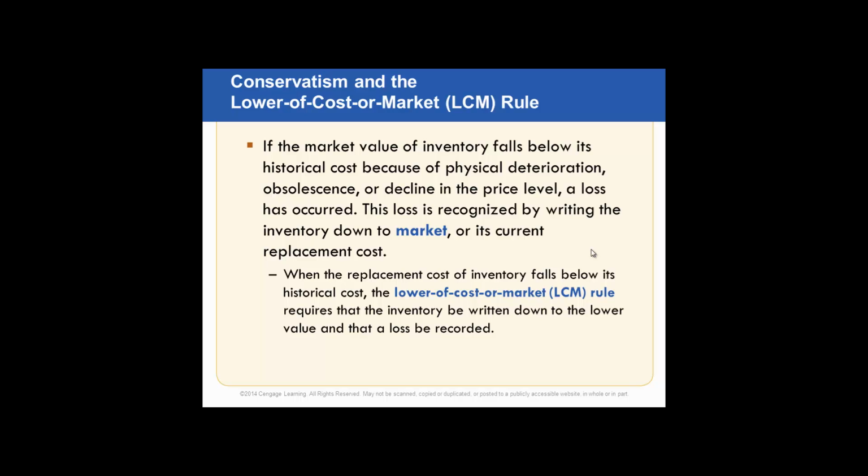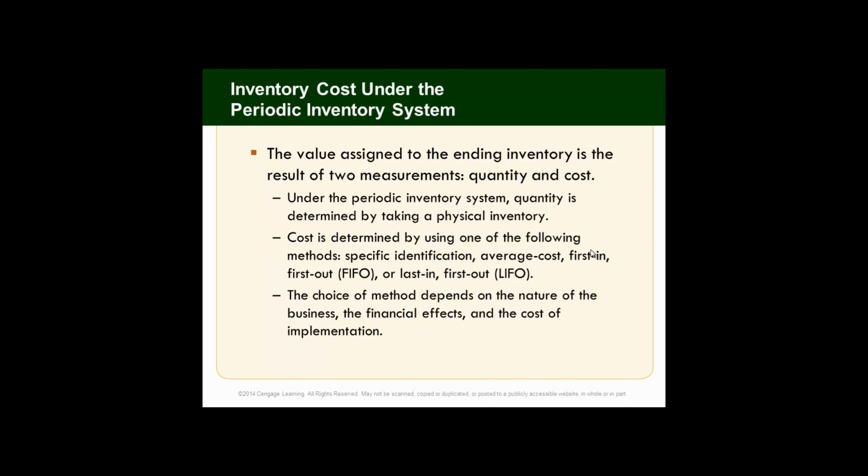When the replacement cost of inventory falls below its historical cost, that requires inventory to be written down also. So basically, you can't hold it on your books. Just because it took you $600 to make it doesn't mean it's a realistic cost on your books anymore. So each year or each reporting period, you need to look at that and verify.